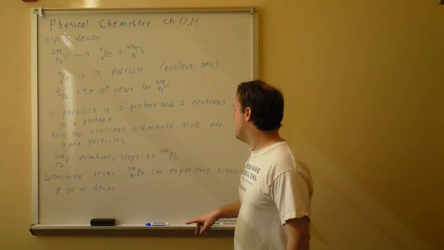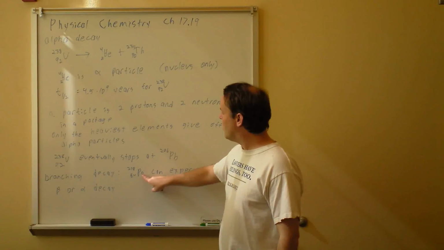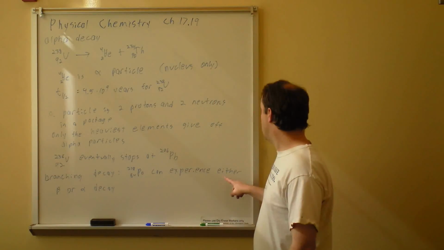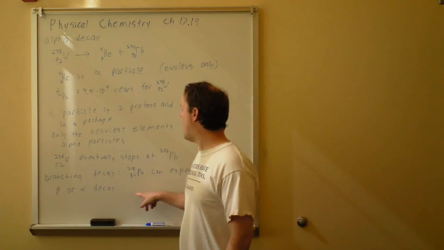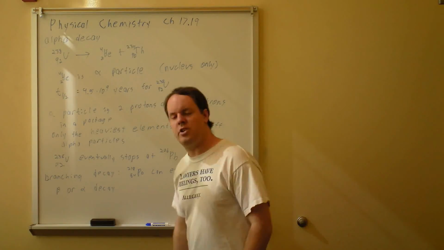Now, branching decay is when you can have more than one possible type of decay. For instance, polonium-218 can experience either beta decay or alpha decay. So that's called branching. And that is all we're doing for Chapter 17.